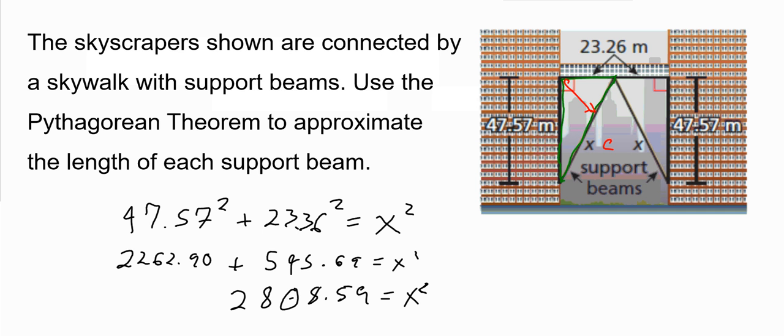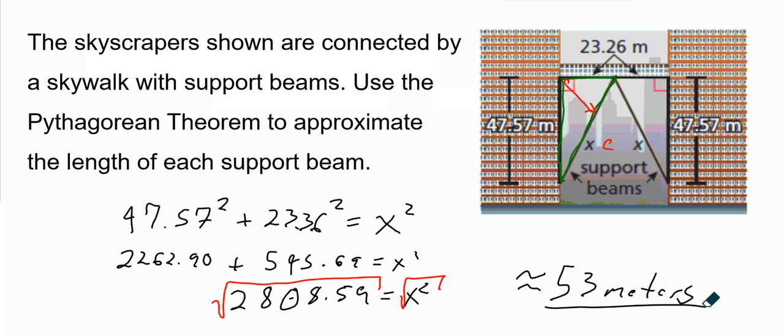That equals x squared. And again, to undo my square, I need to make sure I take the square root of both sides. So the square root of 2,808.49 is approximately 53 meters.